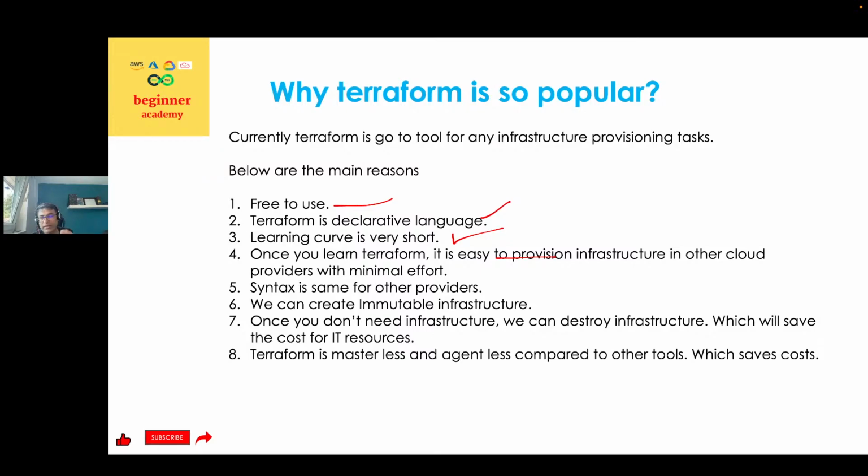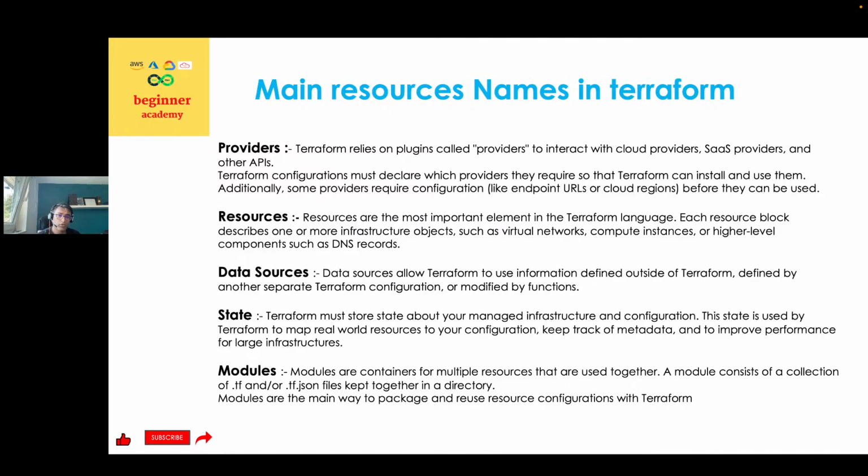Okay, so you can create an immutable infrastructure, meaning if someone deletes it, you can run your Terraform commands and create the same thing again, or if some resources have been deleted, they can be recreated. Terraform is also agentless compared to the Puppet and Chef tools, which obviously saves cost. These are the main reasons why Terraform has become popular.